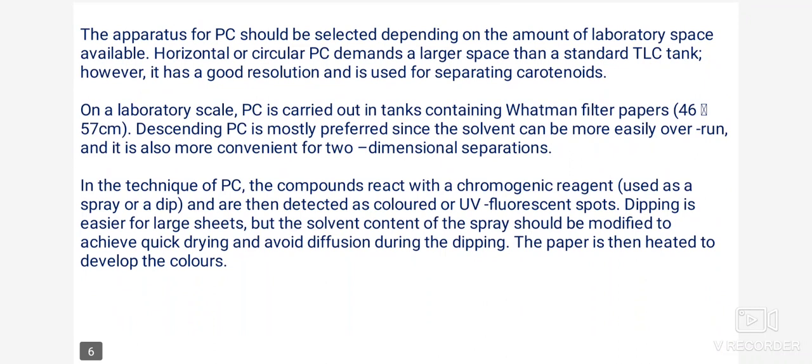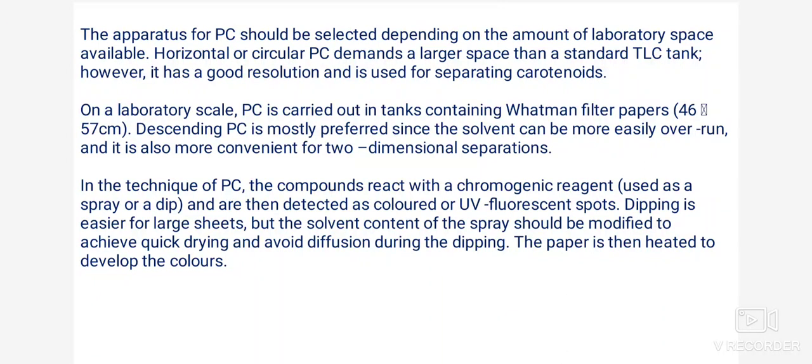The apparatus for paper chromatography should be selected depending on the amount of laboratory space available. Horizontal or circular paper chromatography demands a larger space than a standard tank. However, it has a good resolution and is used for separating carotenoids.